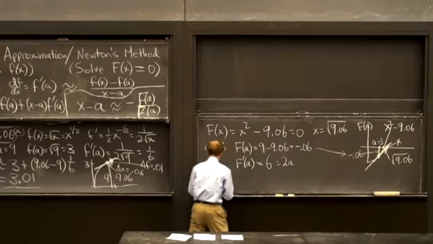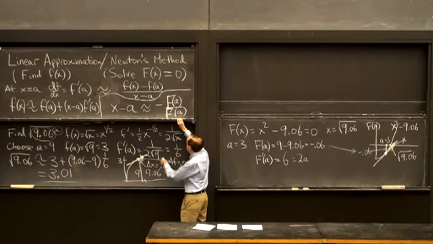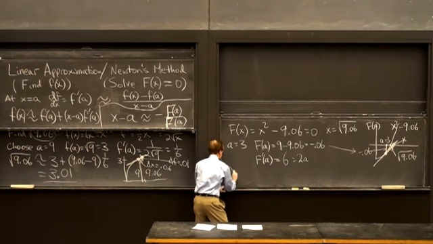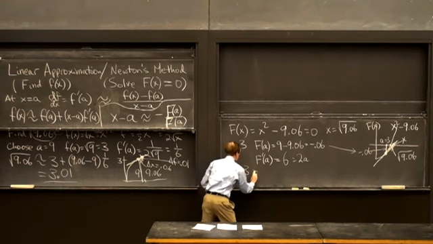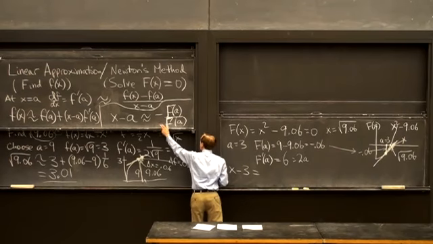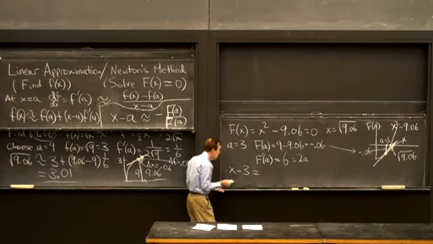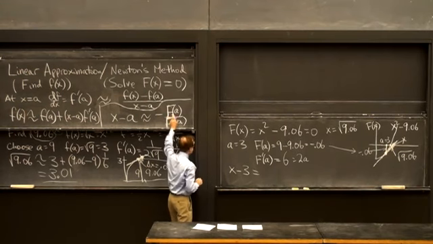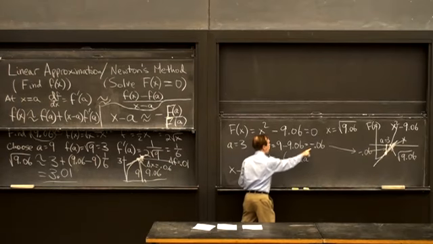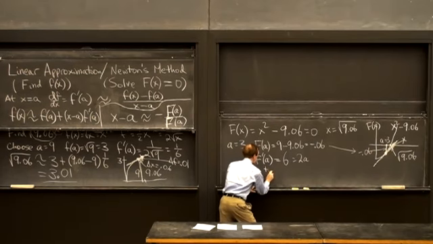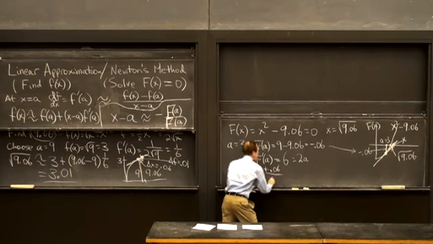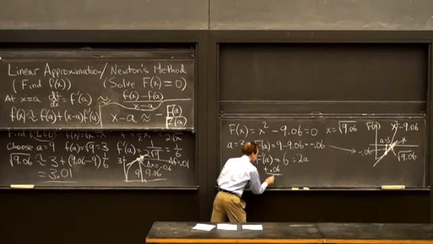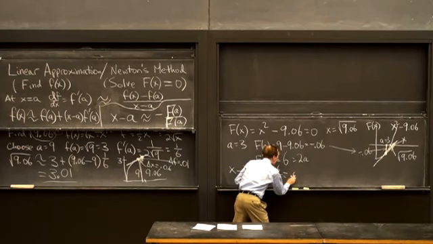What is the x that Newton's method gives us? I'm using Newton's formula here. Newton's formula says that x minus a, where a is 3, is going to equal minus f of a. So what's minus f of a? That'll be plus 0.06 divided by f prime of a, the slope, which was 6. What do I get? I get 0.01.